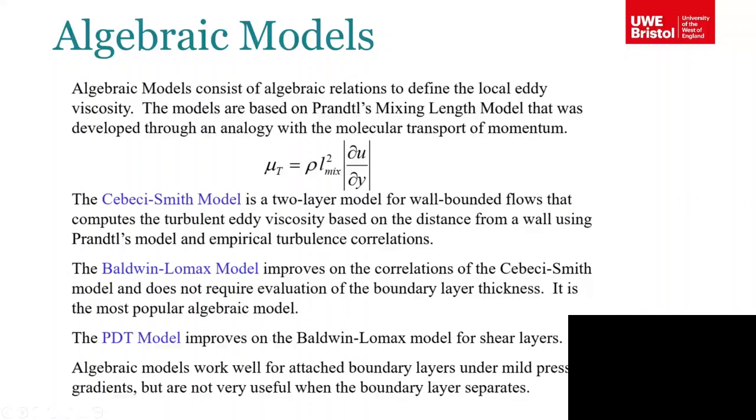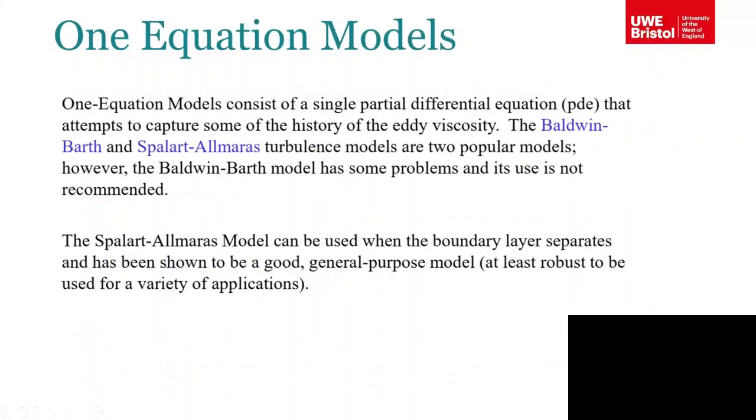So there are different algebraic models: the Smith model, the Baldwin-Lomax model, and so on. These models improve step by step, but still they are algebraic models. And then you have one equation models. When boundary layers separate, you can use the Spalart-Allmaras model. It is good especially for 2D applications and where turbulence is not that prominent.